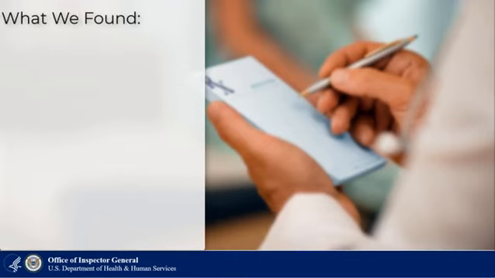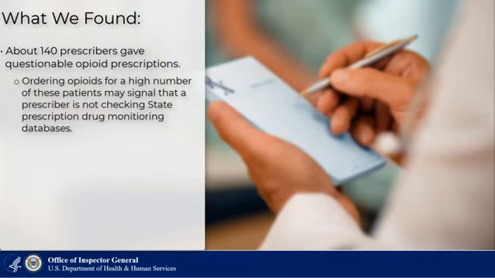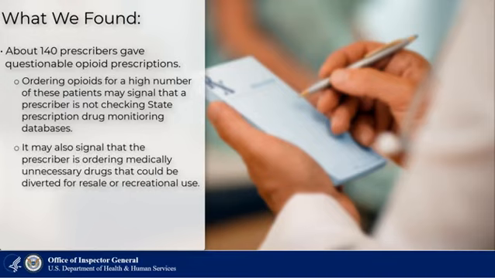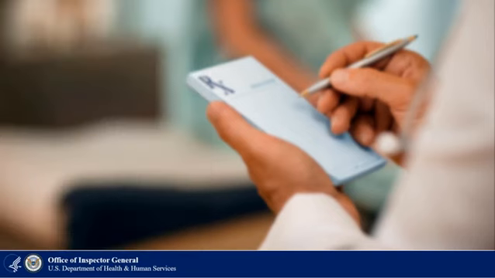We also found that 140 prescribers had questionable opioid prescribing. They each ordered opioids for a high number of beneficiaries at serious risk and warrant further scrutiny. Ordering opioids for a high number of these patients may signal that a prescriber is not checking state prescription drug monitoring databases, or that the prescriber is ordering medically unnecessary drugs that could be diverted for resale or recreational use. Another possibility is that the prescriber's identification was sold or stolen and is being used for illegal purposes.